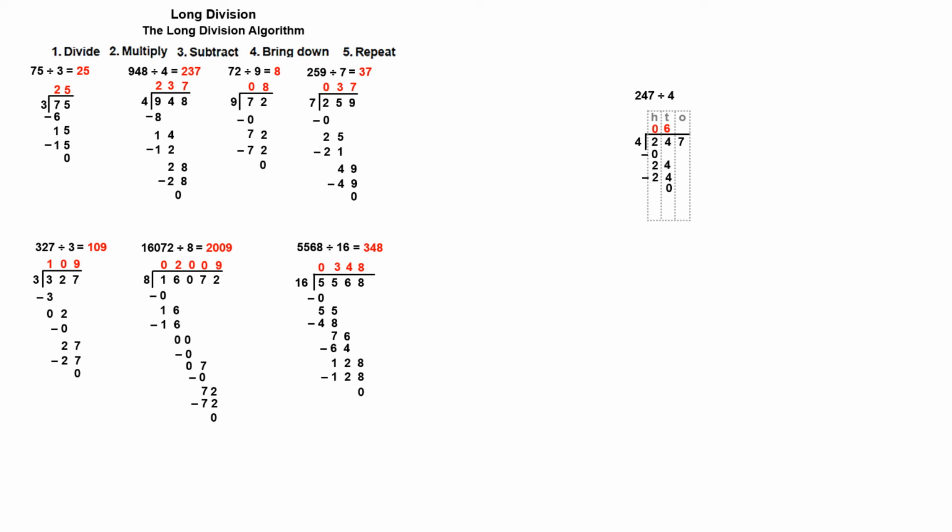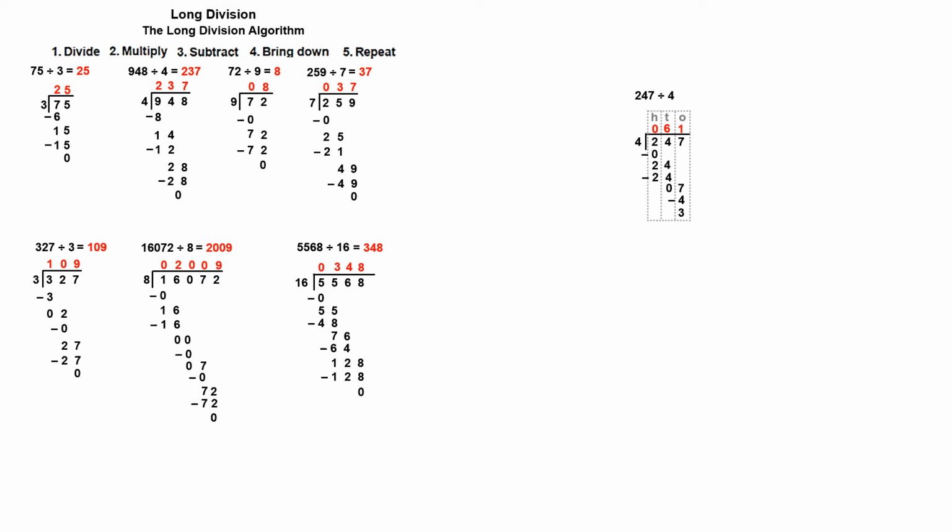7 ones divided by 4 equals 1 ones and some extra. We put the 1 in the quotient in the ones place. Multiply 4 and the 1, then subtract 4 from 7. But there are no more numbers to bring down. There is still 3 left over. This leftover part is called the remainder.